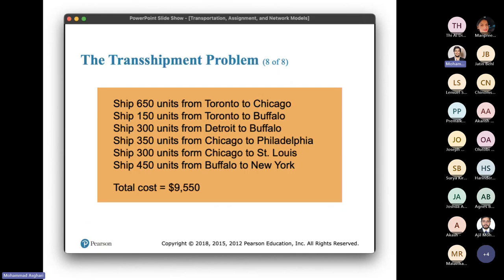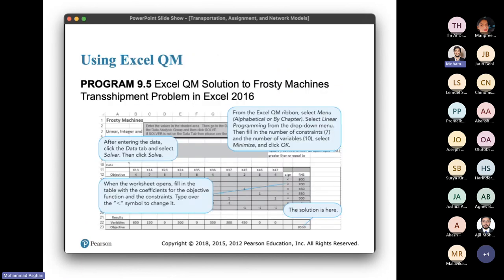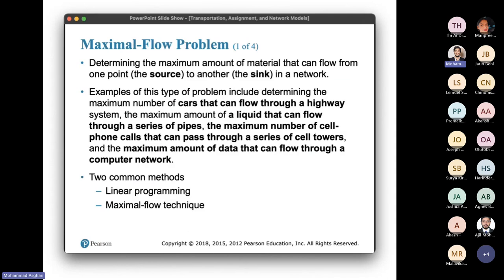So after solving, you can reach these numbers. For example, 650 units shipped from Toronto to Chicago, and 150 units shipped from Toronto to Buffalo. And this is the minimum cost. You can also use the Excel file. There are other types of problems, but we are not interested in covering them. They are out of our scope.